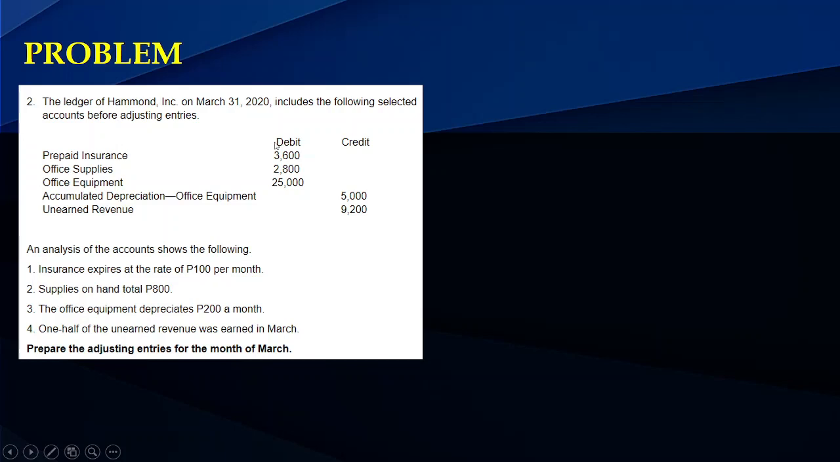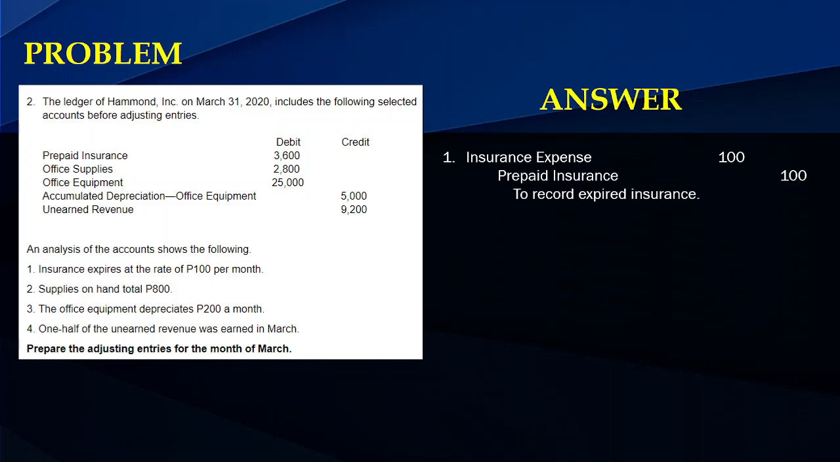Therefore, out of this 3,600, the analysis would be that 100 pesos out of this expires every month. So this is overstated now by 100 on March 31, 2020. Therefore, our first adjusting entry would be to debit insurance expense 100 and we will decrease our prepaid insurance by 100 by crediting it. Of course, the explanation.